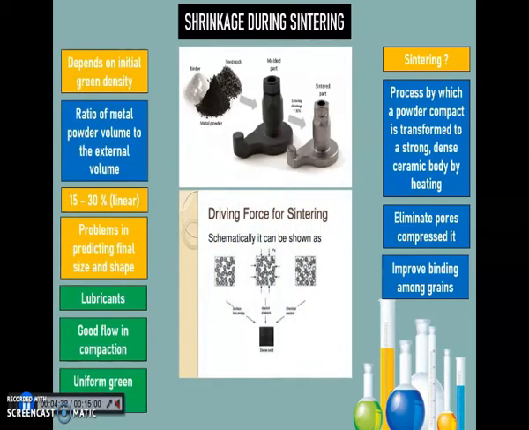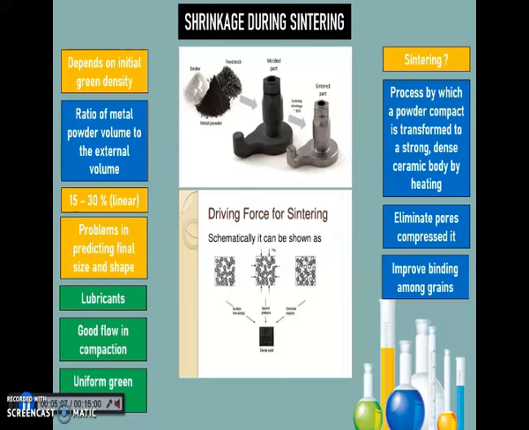So apa faktor-faktor yang mempengaruhi sintering ni sebenarnya? Dia bergantung kepada initial grain density. Maksudnya powder starting material kita ni, initial grain density refers to the ratio of metal powder volume to the external volume. Okay, maksudnya initial kita punya starting material. Dan biasanya sintering akan berlaku 15 hingga 30% secara linear.